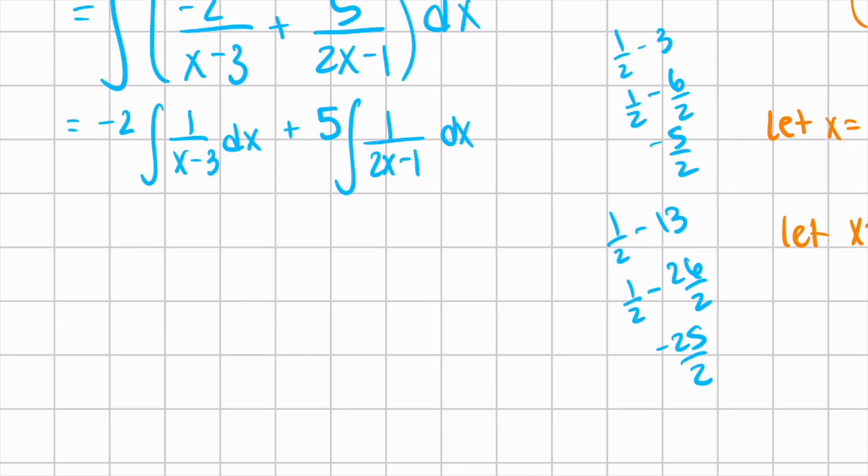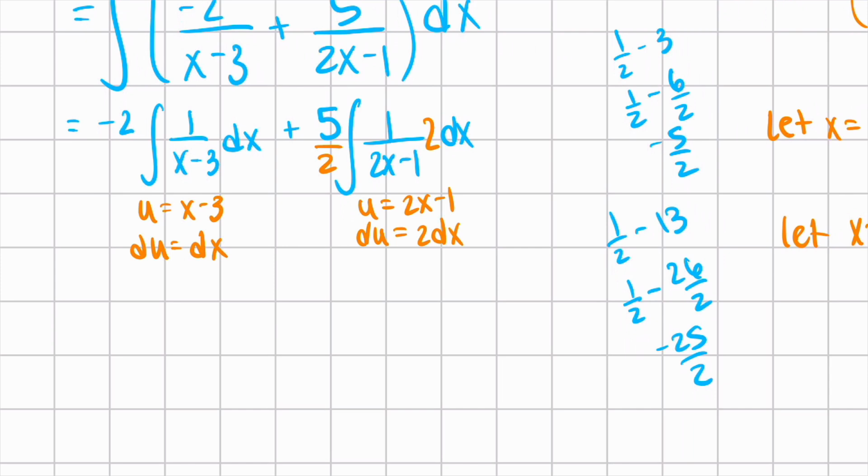For both of these, we are going to be using u substitution. I'm going to let u equal x minus 3, du is dx. For the second one, u is 2x minus 1, du is 2dx. That means I need a 2 in front of the dx, which means I need to divide by 2 out front in order to be multiplying by 1.